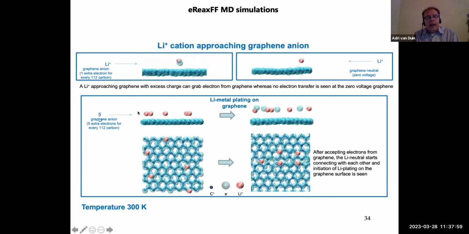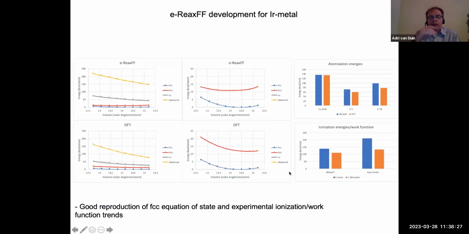So if we, for example, add a couple of lithium plus cations on a graphene surface and we add some extra electrons in the graphene sheet, then we see indeed that those electrons move to lithium, they neutralize the lithium, so lithium plus goes lithium neutral, and then those neutral lithium atoms can essentially begin to plate and make a local lithium metal on the surface. So we can really do that transition between lithium plus and lithium metal, which is very, very difficult to do with other methods. So we recently managed to extend these to metals as well.